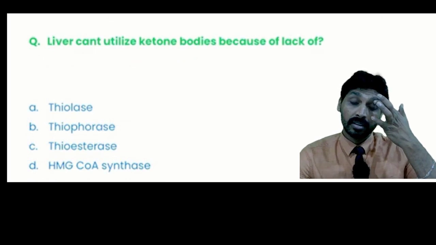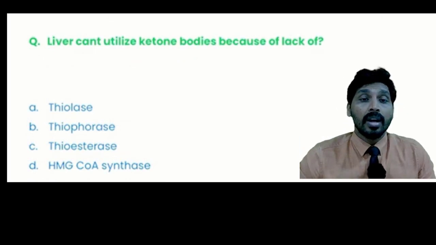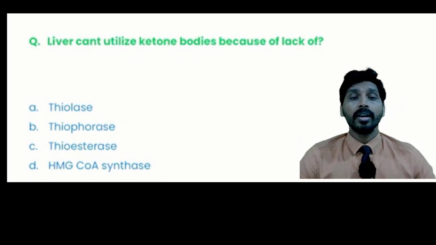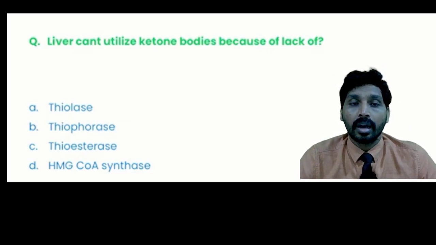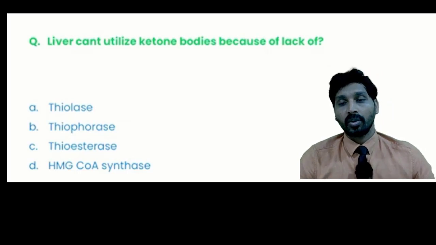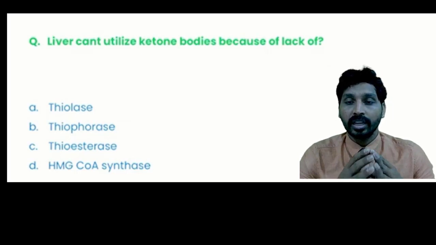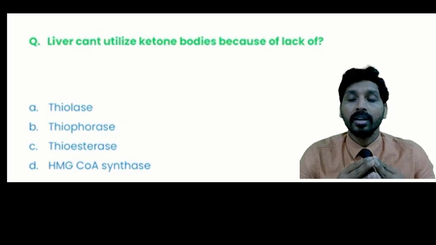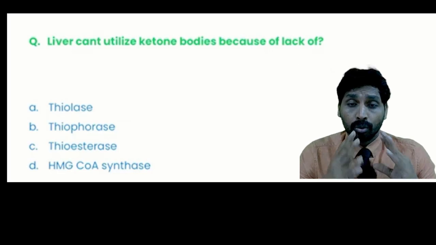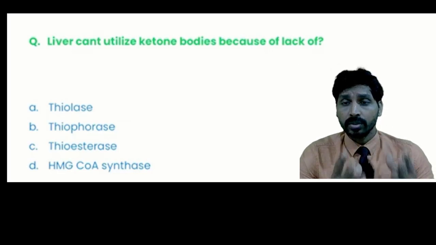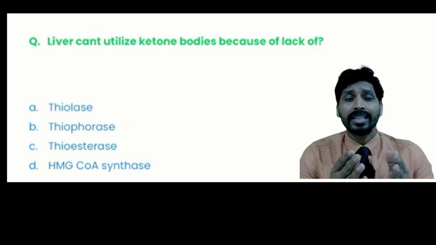Simplest question again, next to the previous one. The liver can't utilize ketone bodies because of lack of what? The liver cannot utilize ketone bodies, because we have already learned that ketone bodies are produced in our body at the liver. The liver is the sole source for production of ketone bodies. Though the liver can produce ketone bodies, it cannot utilize those ketone bodies. Why? Because it lacks the enzyme thiophorase.